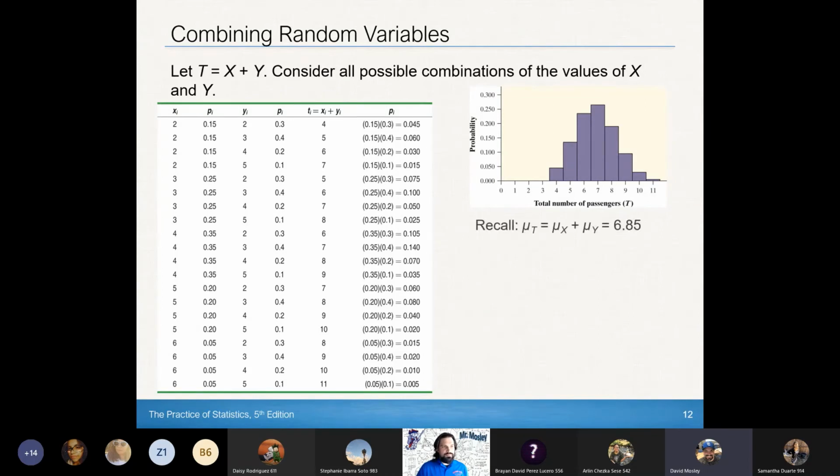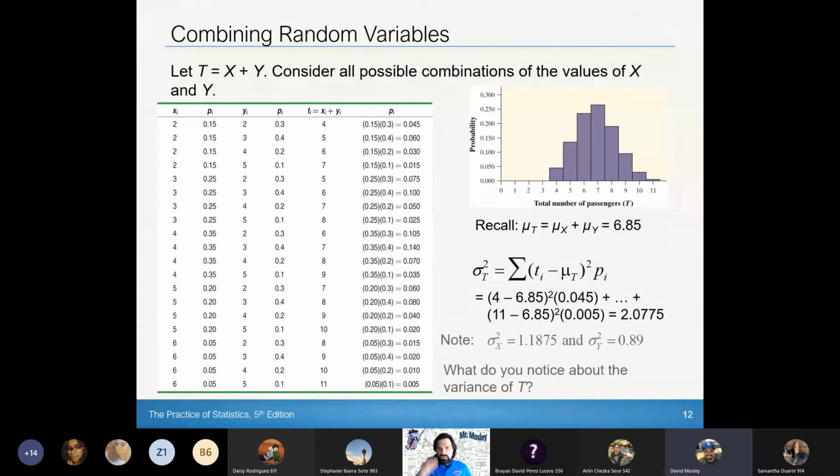So we get all this. We also already determined that the expected value of t, or the mean of t, is 6.85 based on the addition of the two means from x and y. We can then calculate the variance based on our probability distribution, which is adding up the difference between each outcome of t minus the mean of t squared times the probability of each of those outcomes, which we have up here. We get all this kind of crazy calculation, and we end up with a variance of 2.0775.